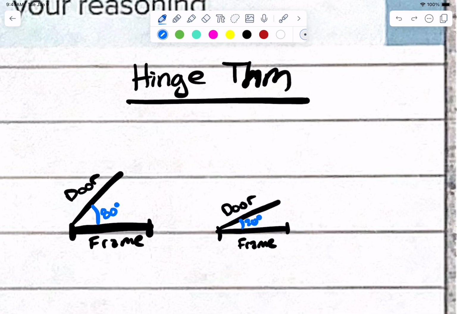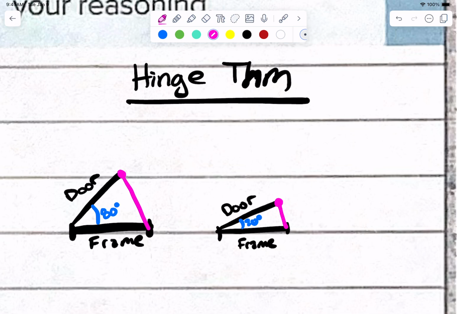All right, here is what the hinge theorem says. If I then, let's say I put a string on the door handle and connect it back to the door, and I put a string on this door handle and connect it back to the door, which string is longer?